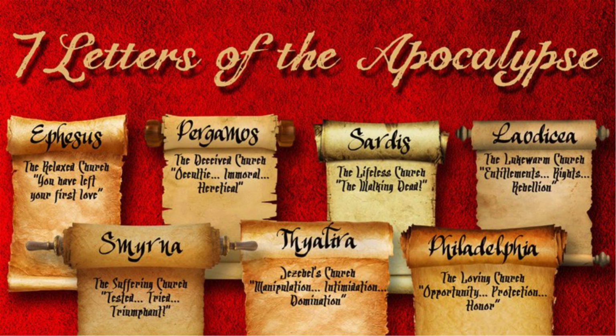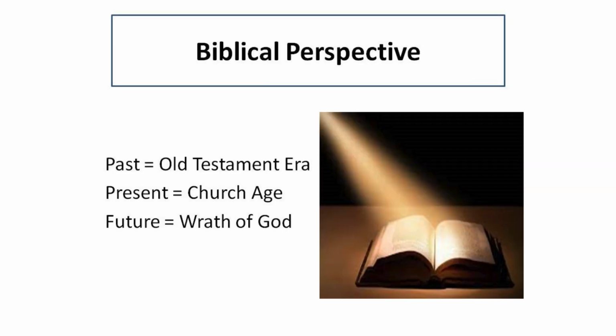When we look at the 7 letters to the churches, no one thinks this belongs to the past, even though the letters were written almost 2,000 years ago. So to put it in perspective, the past represents the Old Testament era, the present represents the church age, and the future is anything after the rapture.